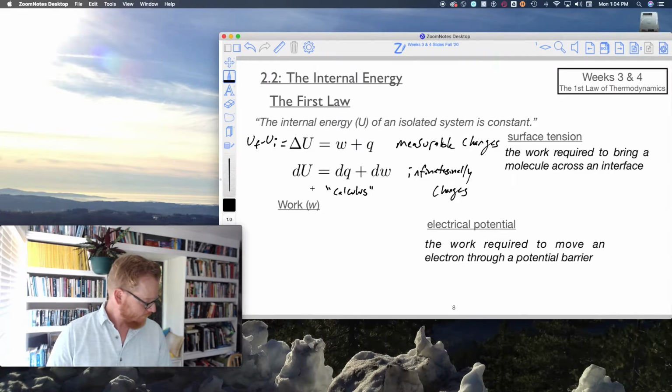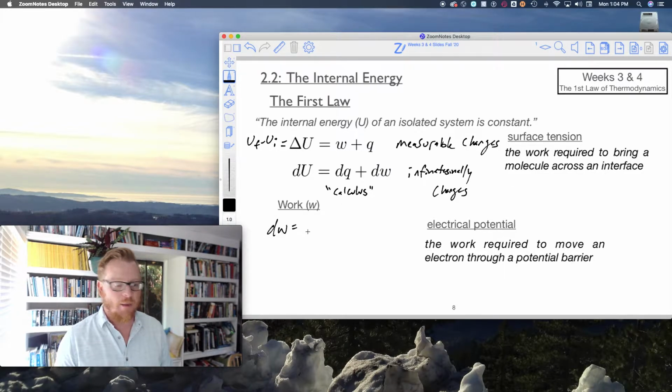Okay? And so now we arrive at our first definition for work, and I'm going to give the very correct definition for infinitesimally small changes, not for measurable changes, but for infinitesimally small. dW, by definition, is negative F times dz, okay? A force acting over a distance, all right?